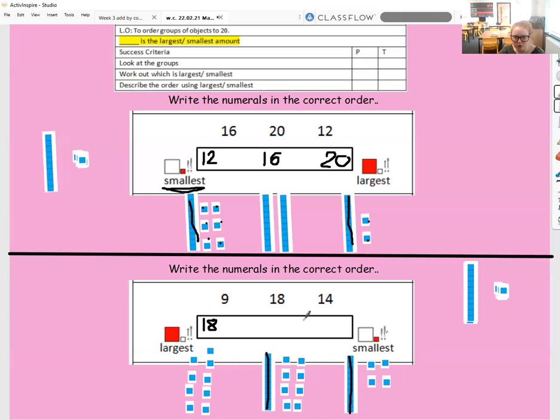Which is my smallest number? Well, I know that 9 is my smallest number because it has 0 tens and the other two both have 1 ten, which means 14 goes in the middle.